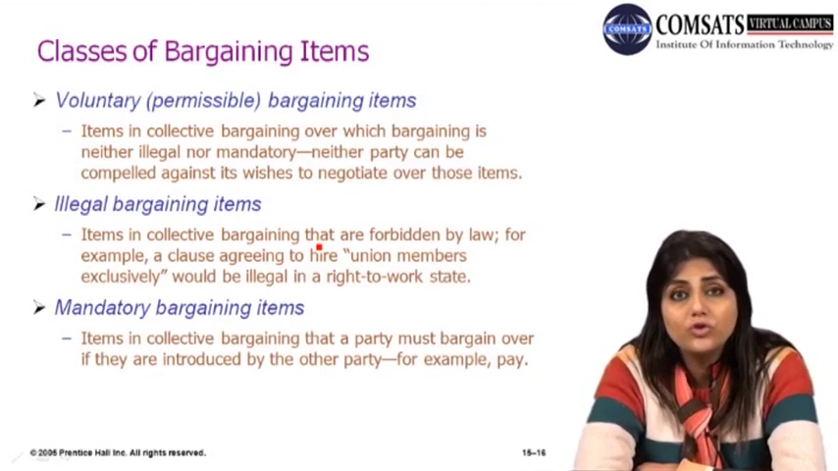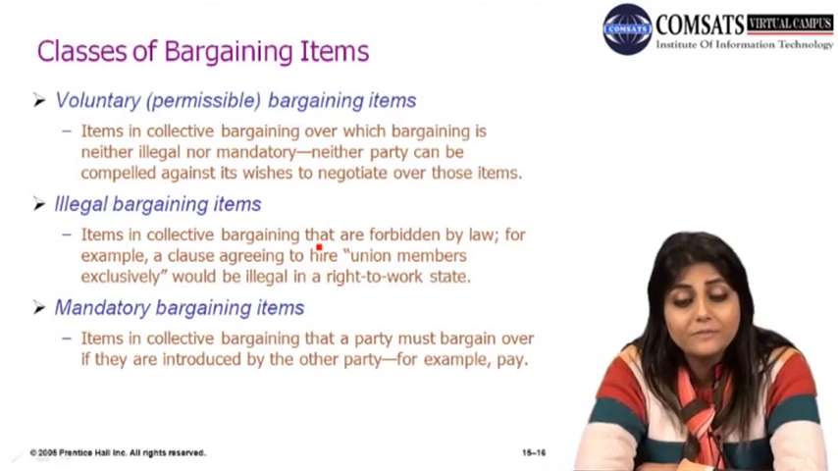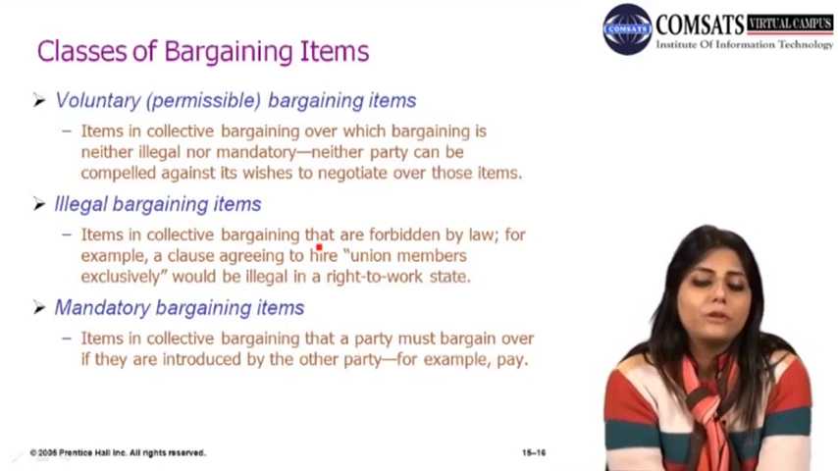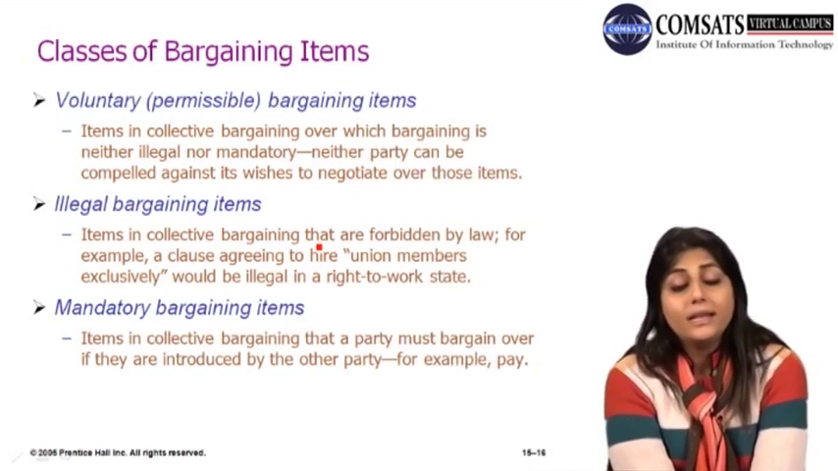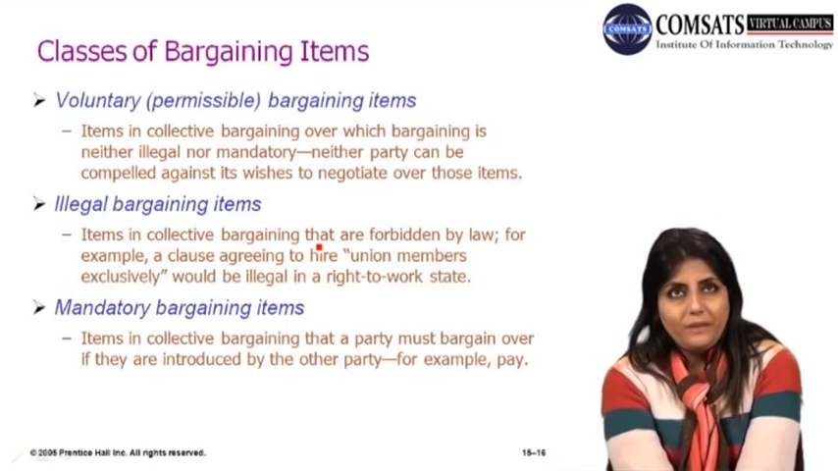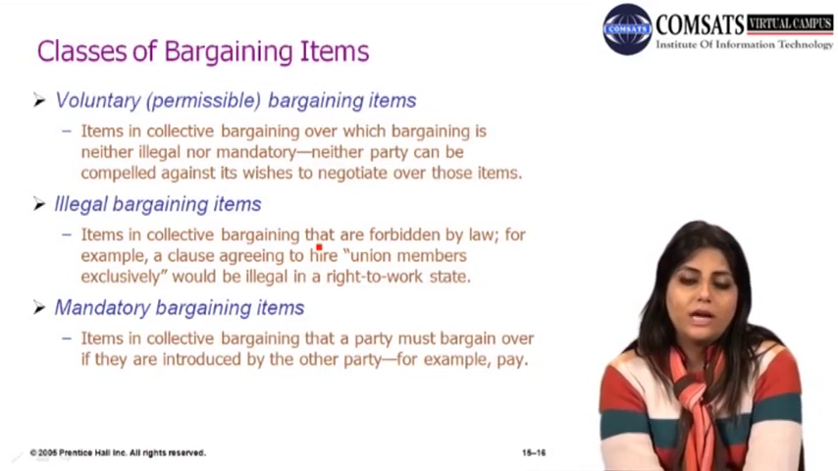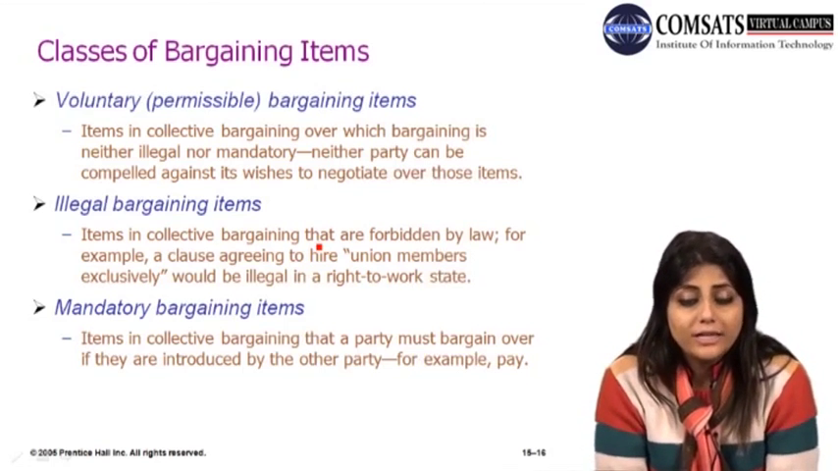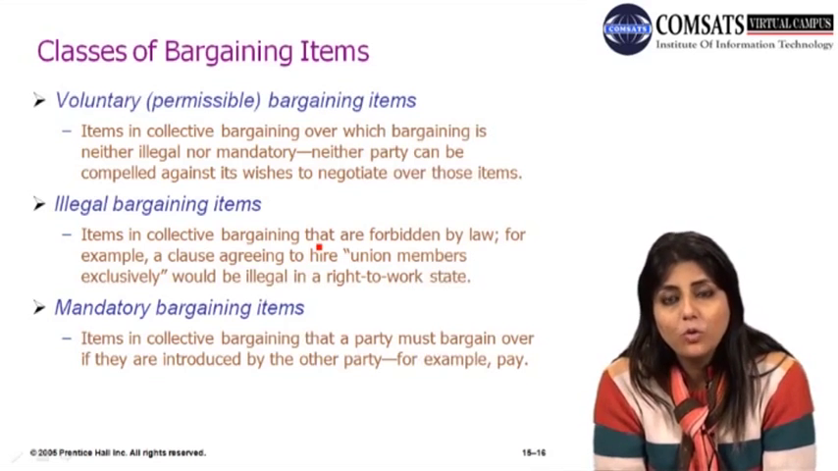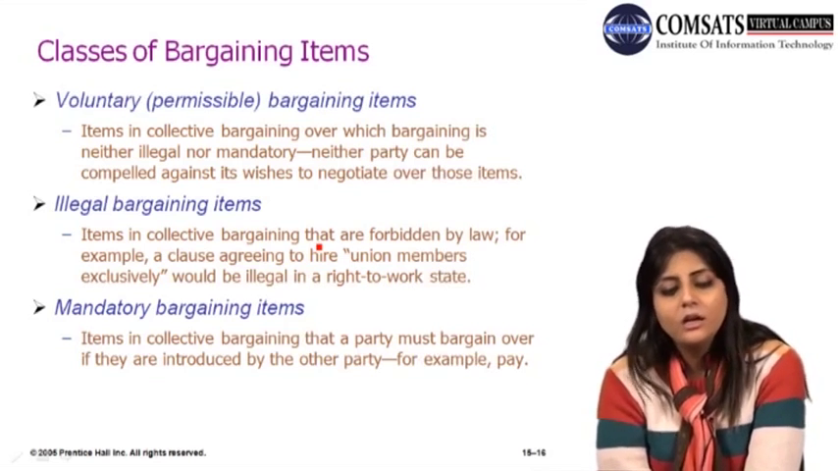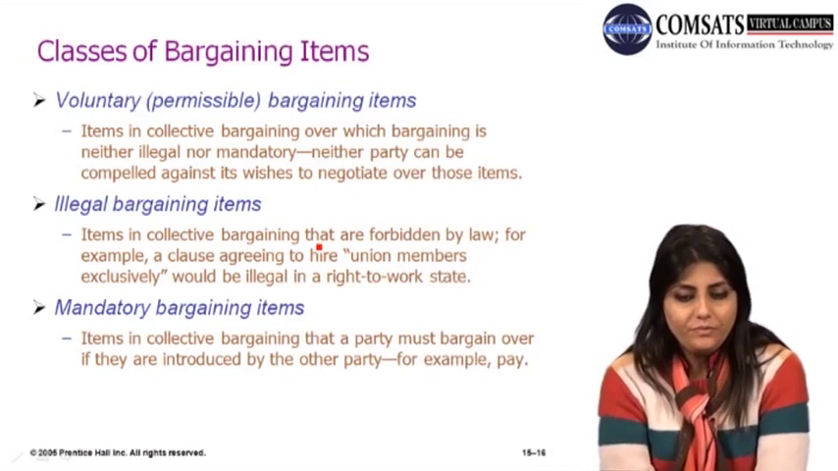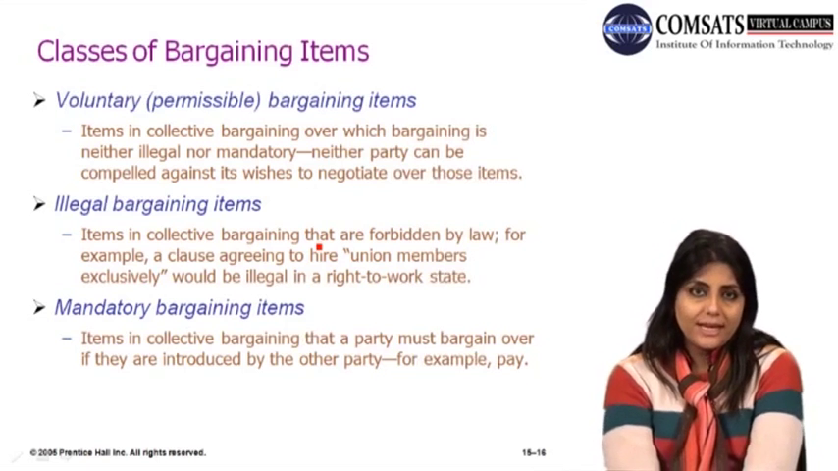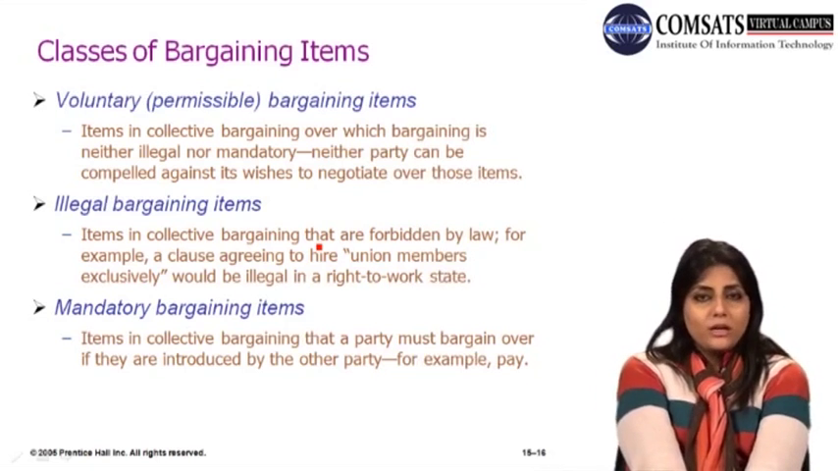Okay, so I told you that there are different bargaining items, and there are different classes of those bargaining items. Some of them are voluntary, some are illegal, and some are mandatory. Voluntary items, also known as the permissible bargaining items, are those items over which bargaining is neither illegal nor mandatory. Neither party can be compelled against its wishes to negotiate over those items. So voluntary items are the ones which are not mandatory.